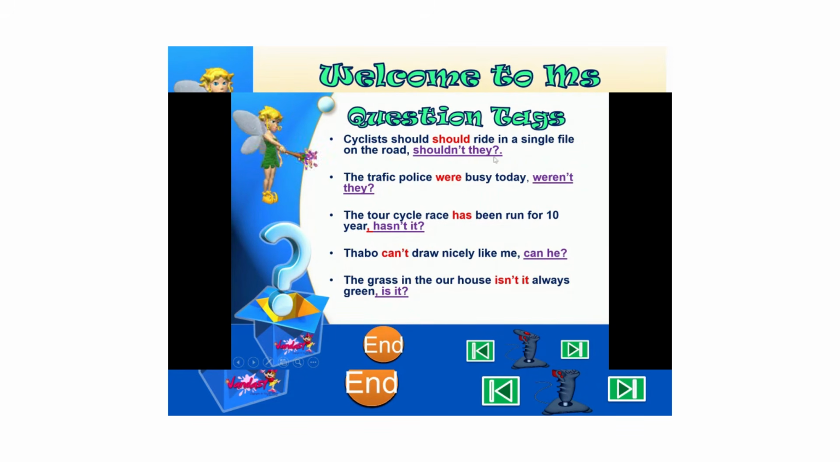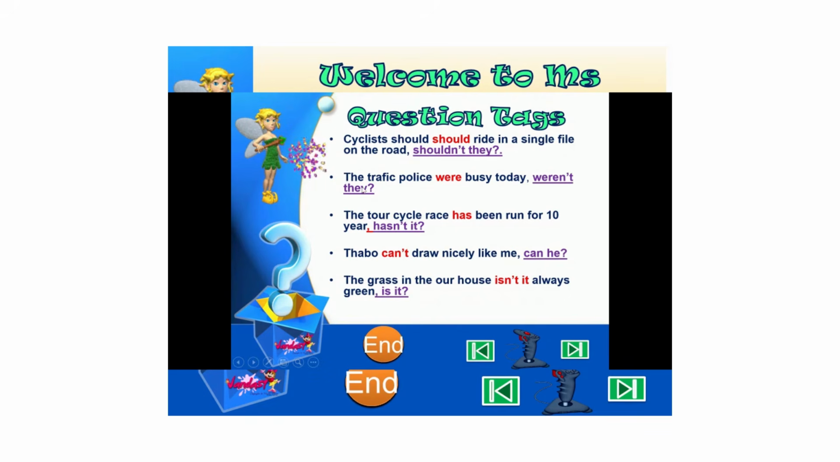Now, another aspect is that the subject's name will always change or be replaced by a pronoun. Instead of saying cyclist, we are going to use the pronoun they. Remember, pronouns are all the names that are used in the place of a proper noun. If I don't want to say Tabo, I'll say he. If I don't want to say Lorado, I say she. All right. If I don't want to say the kids or the class, I say they. So the subject will always be replaced by a pronoun in a question tag.